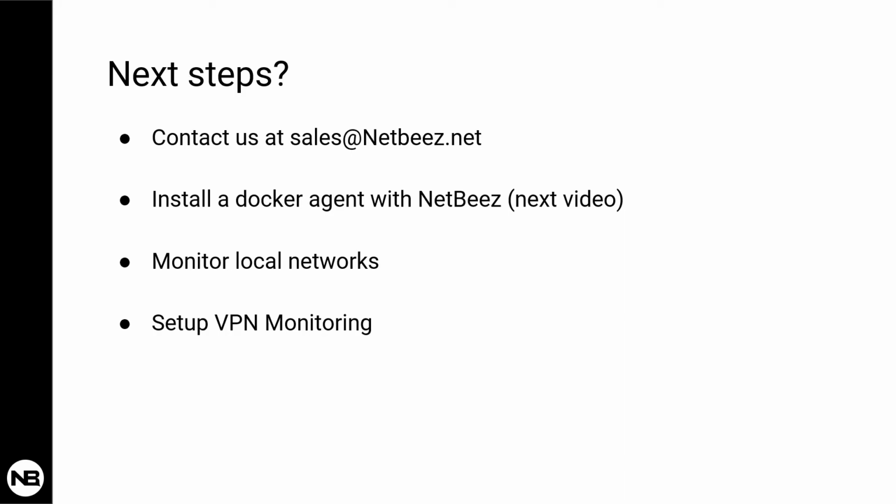And especially if you need help with the next step, which is installing a Docker agent with NetBees, that's going to be the next video. And once that is done, you'll actually be able to monitor the network that your system is currently attached to. If it's a different network than what you're already monitoring, you might have to set up some ports to be opened, but you should already have that information to you in the documentation.